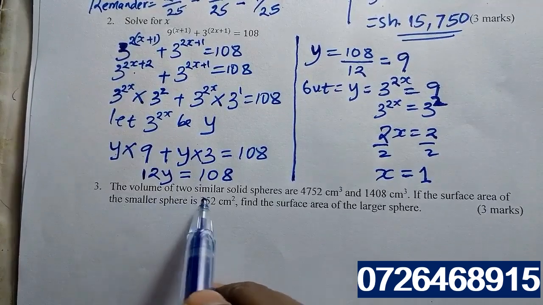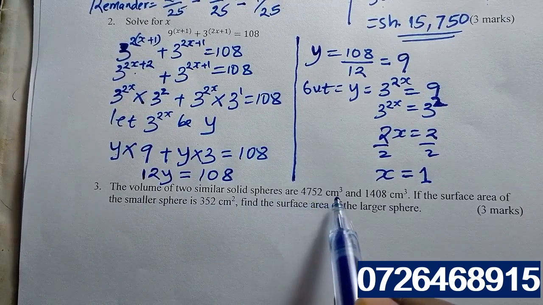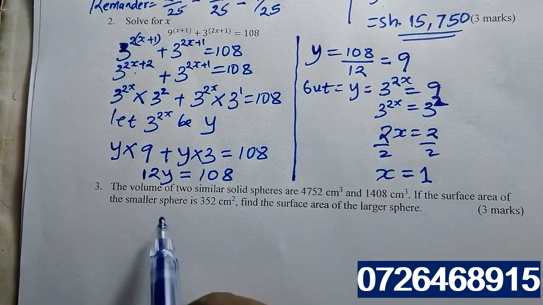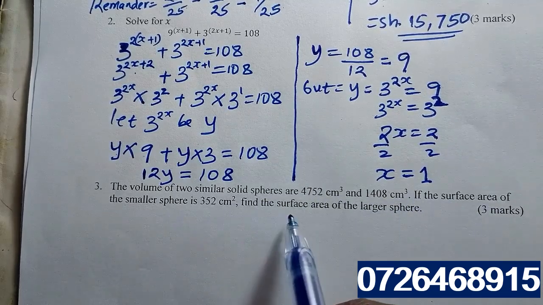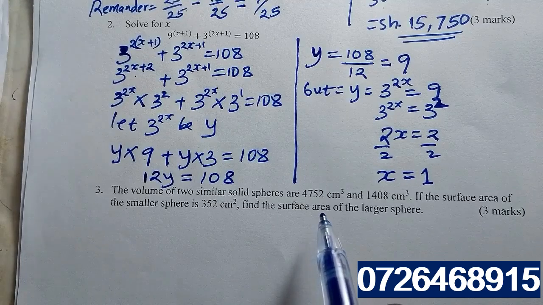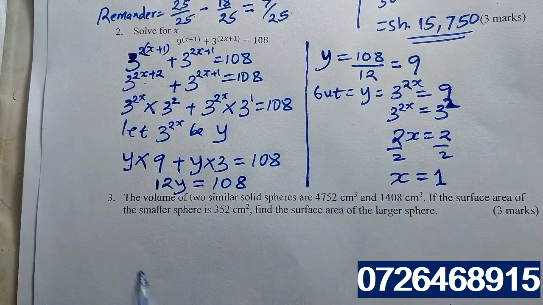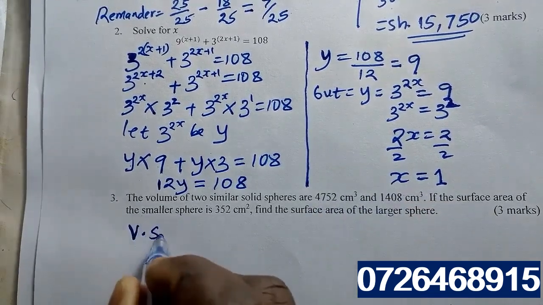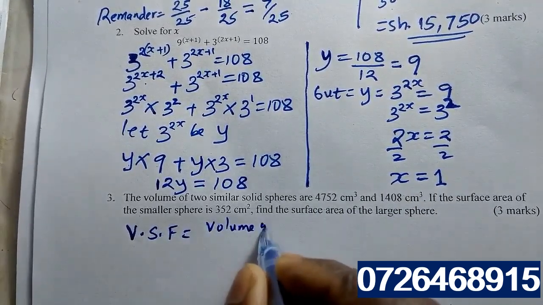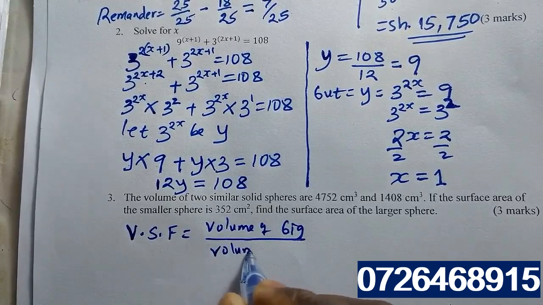The volumes of two similar solid spheres are 4752 centimeters cube and 1408 centimeters cube. If the surface area of the smaller sphere is this, find the surface area of the larger sphere. So what we have here is volume scale factor. So from here we will have what we call volume scale factor. So volume scale factor will be equal to the volume of the big divided by volume of small.